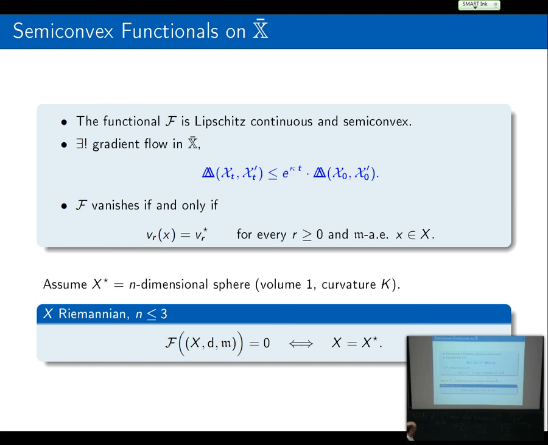Unfortunately, this is not really known in higher dimension, even if there is a good short time asymptotic of volume growth, but several things remain to be proven in this respect. But these functionals are just examples which should demonstrate that it's possible to explicitly write down semi-convex functionals on this space. Okay, thanks for your attention.